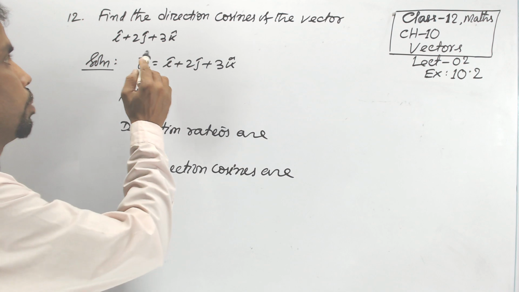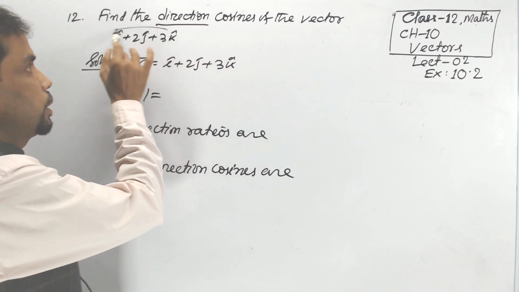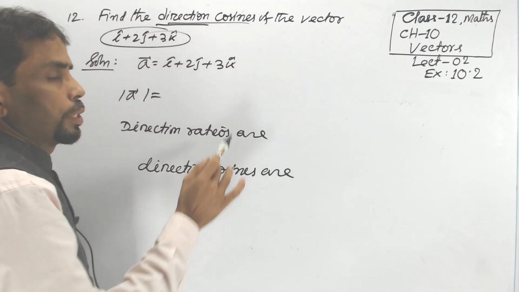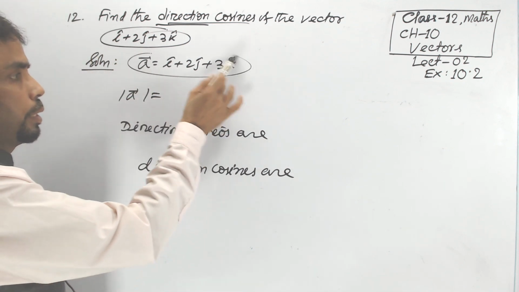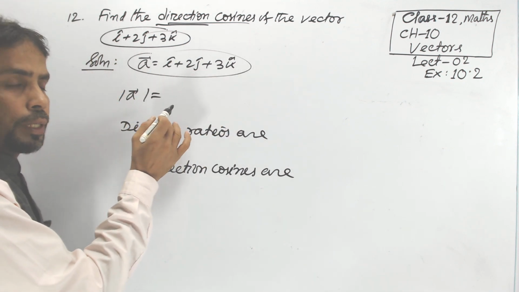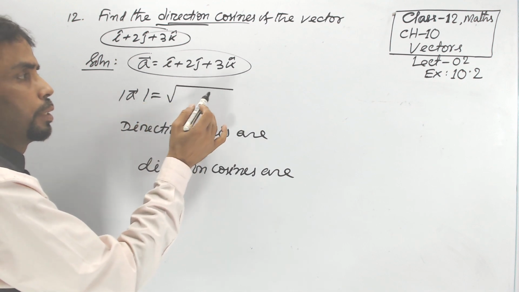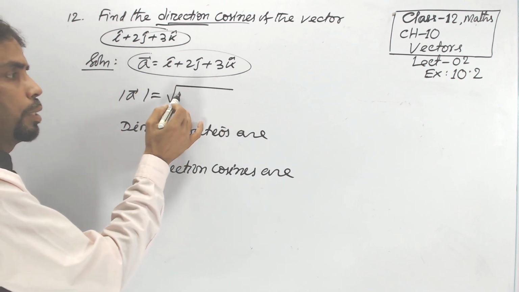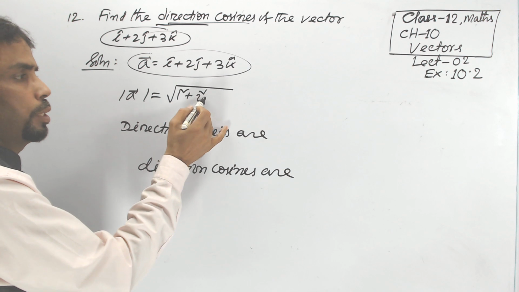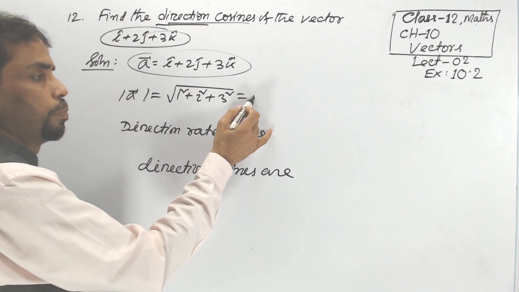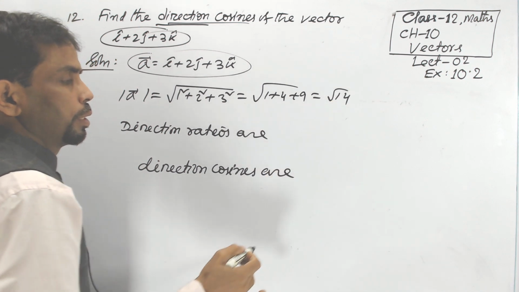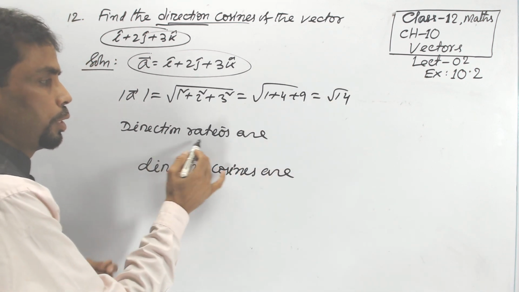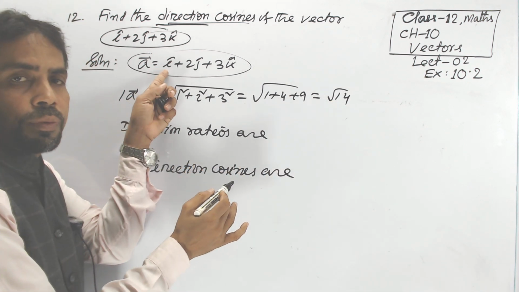Question number 12. To find the direction cosines of the given vector. The given vector, I will mark it A, and at first I will find out the magnitude of the vector. Magnitude is under square root, coefficient of i that is 1 square, coefficient of j 2 square, coefficient of k 3 square. So it is 1 plus 4 plus 9, square root of 14. Then we will find out the direction ratios. Direction ratios means only the coefficients of i, j, k.